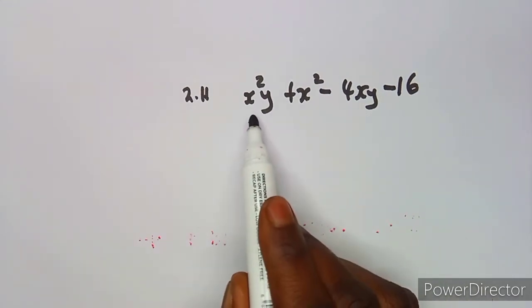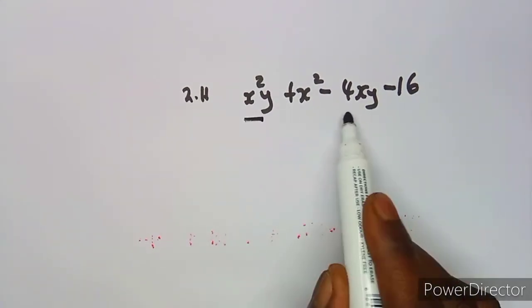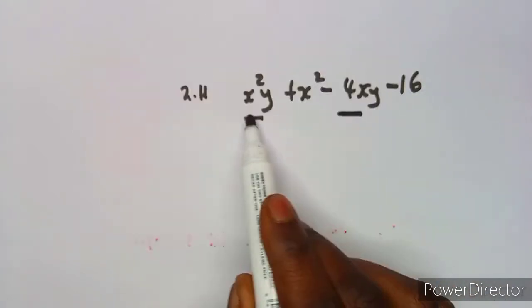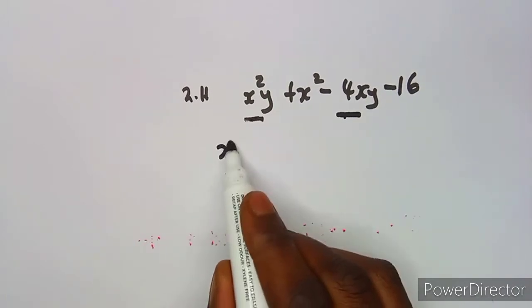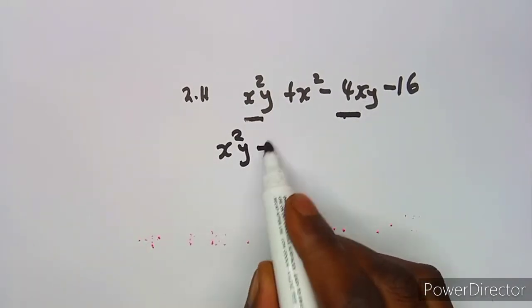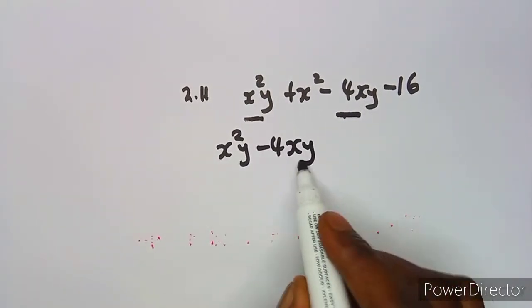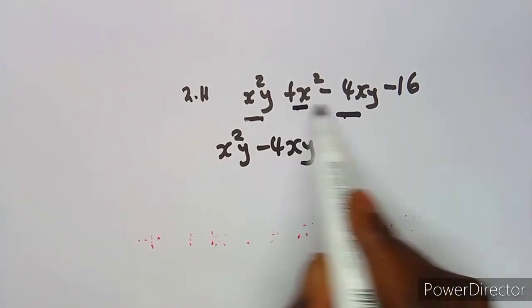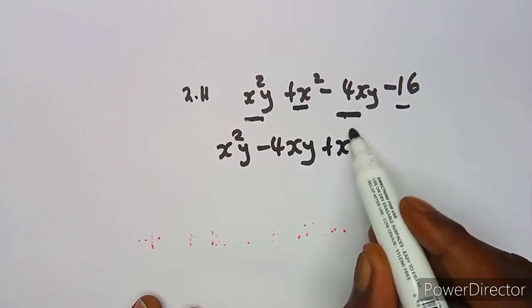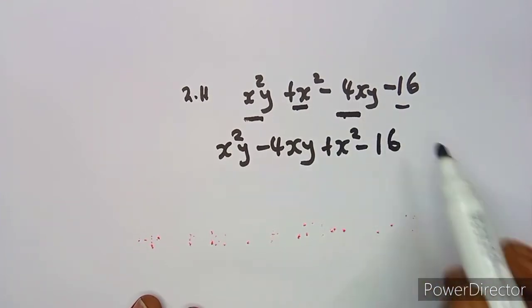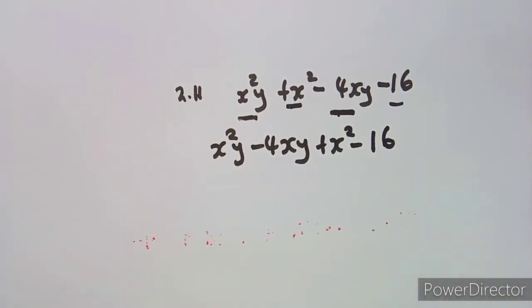So I'm going to take these 2 terms by grouping. As you can see, there's something that is common between these 2 terms, x and y. So we can have x squared y minus 4xy like this, which means we are left with these 2 terms here, which is plus x squared minus 16.